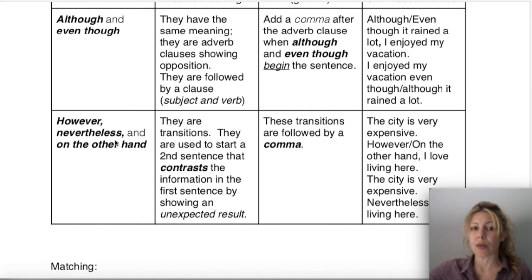Okay, it says that these words are transitions. They're used to start a second sentence that contrasts the information in the first sentence by showing an unexpected result. So, according to these rules, you need to start a second sentence with these words. Okay, so let's look at that. These transitions are followed by a comma. So in the second sentence, you say, however, comma, nevertheless, comma.